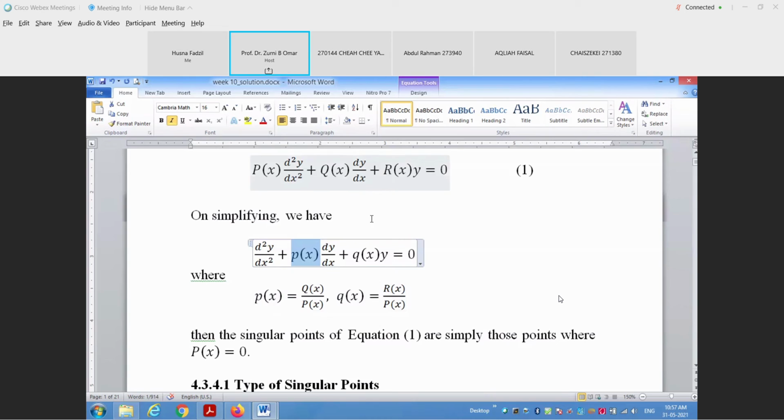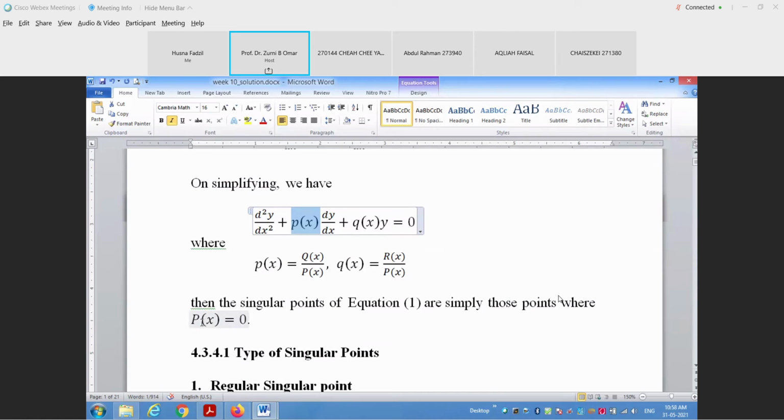And then Q(x) equals capital R(x) over capital P(x). Before this we have A1 over A2, A0 over A2. Now we have Q(x) over capital P(x) and R(x) over capital P(x). Then the singular points for equation 1 are those points where capital P(x) equals 0, right? The same thing as before. Before we had A2, now we have capital P(x) equal to 0.